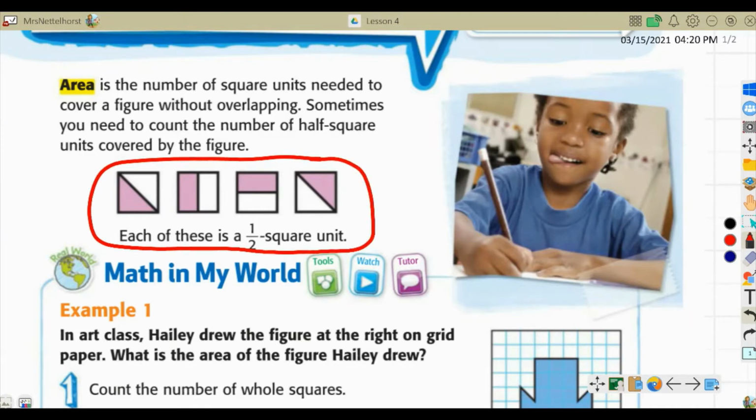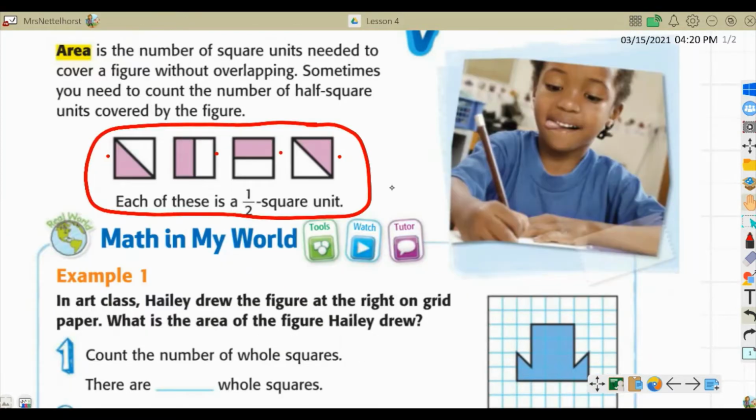So if you think of these like sandwiches, you know how sometimes you have your adult cut your sandwich on the diagonal, like this one or this one, or sometimes you have your adult cut your sandwich in half vertically, like this one, or horizontally, like this one, and you still have the same amount of sandwich. You still have one whole sandwich, but you've cut them into two half pieces. So if you think of it like that, that will help you to understand the half units in area. Okay, so let's keep moving.